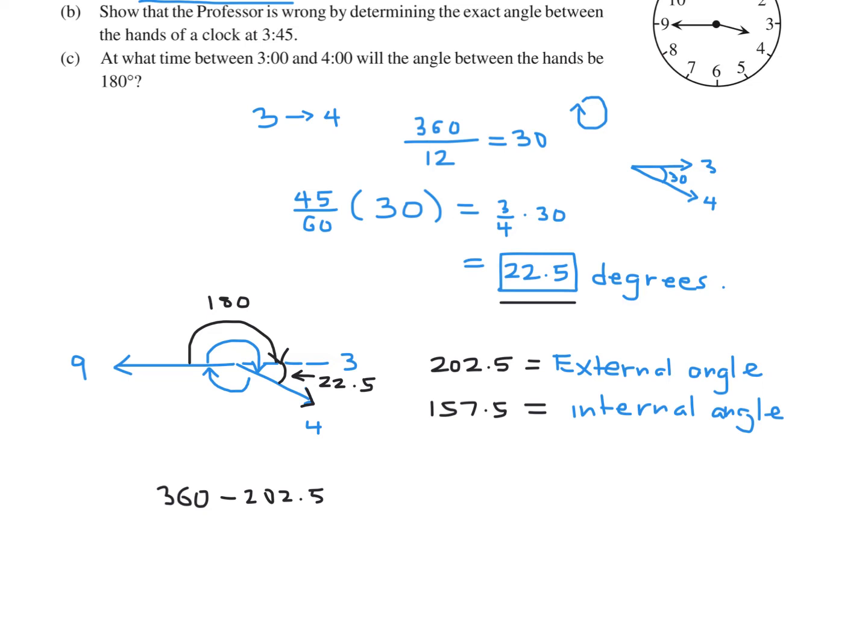Part C: at what time between 3 and 4 will the angle be 180? This one's interesting, so we're going to need some space. We've got this clock, and they're saying there's some time between 3 and 4. Let's draw this. This is 3, this is 4. Sometime it's going to be exactly 180 degrees, so it's basically a straight line. And they want to know what time.